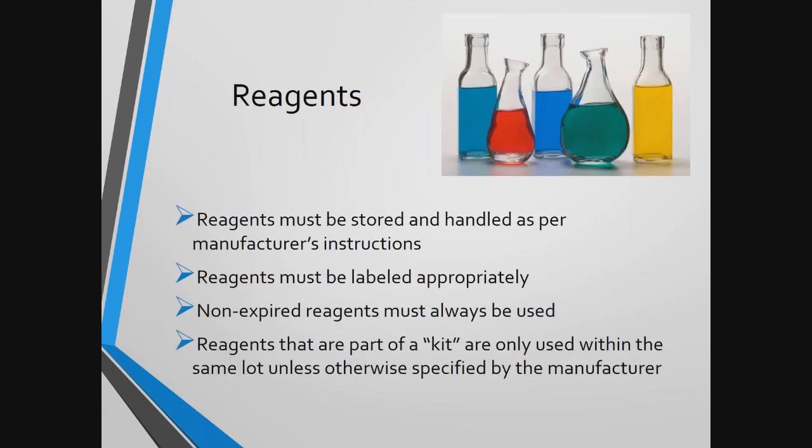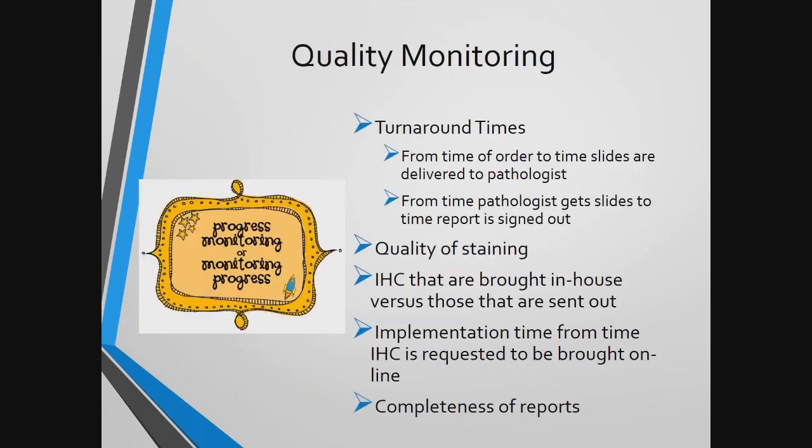All reagents must be included as part of the quality management program. This means that upon implementation, all of the manufacturer's instructions must be reviewed for all reagents to ensure that they are stored and handled appropriately. Additionally, reagents must all be labeled with an assurance that non-expired reagents are always in use. Reagents that are part of a kit must only be used within the same lot unless otherwise specified by the manufacturer. As part of any good quality improvement program, monitoring must occur on the performance of the testing.